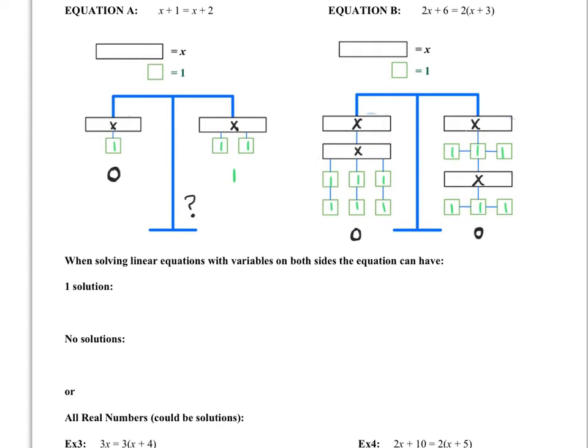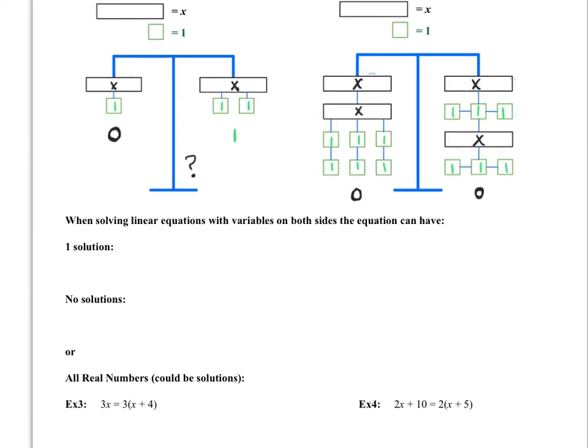So this is kind of unexpected. We're used to seeing one solution. Now we're seeing cases where we have no solutions, which means there's no possible values for x, or all real numbers, which means anything that we want x to be could be the case. And so which scale do you think is which? Take a moment to think about it. So the balance scale on the left is going to be no solution because there's no possible number I could pick for x that would ever make my scale balanced. And my right balance scale will be all real numbers because no matter what I pick for x, it will always be balanced.